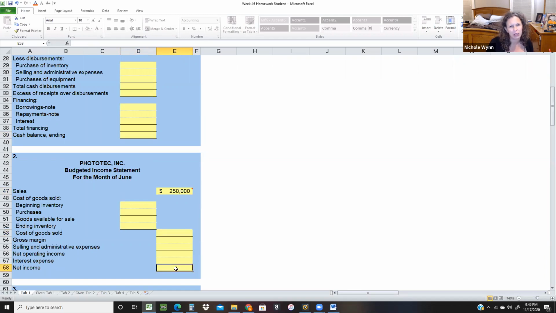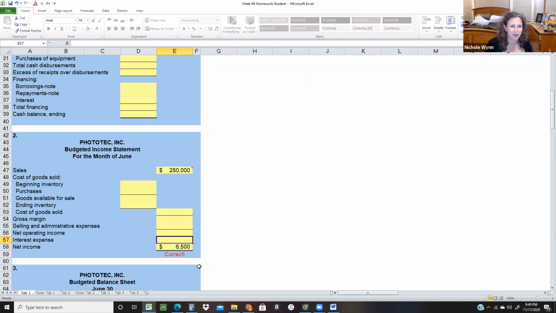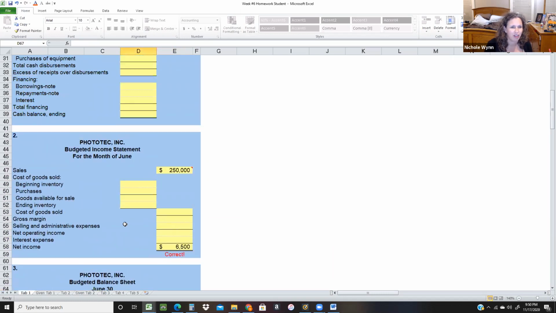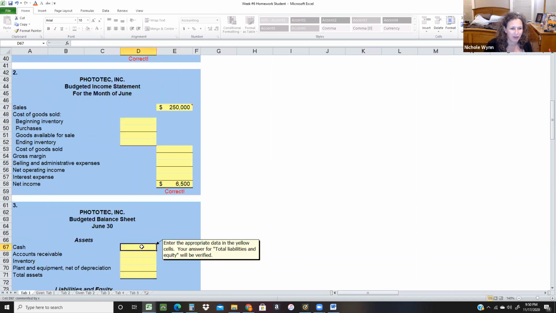This number needs to be $6,500. Okay, so just so you know, that number needs to be $6,500. And then I have no idea what these are. Whatever the cash ending balance is, I think we said it was $7,500, will be the $7,500 here.